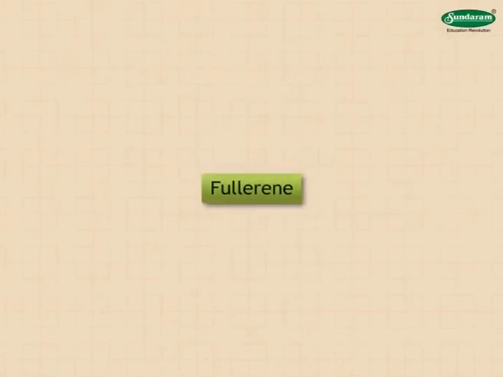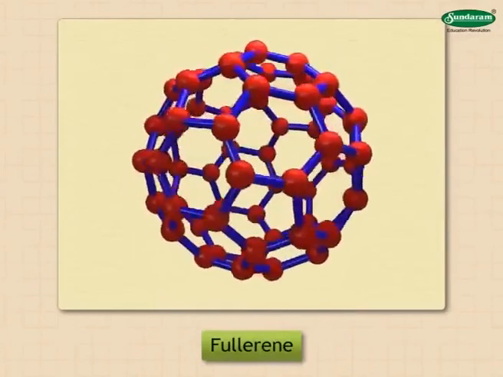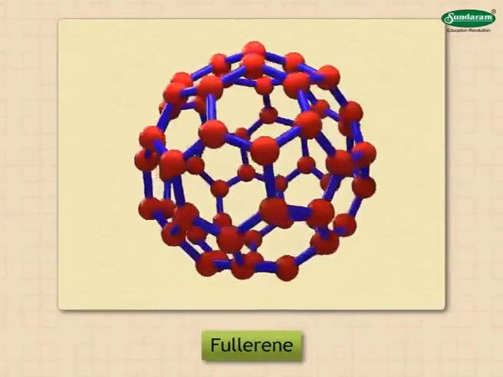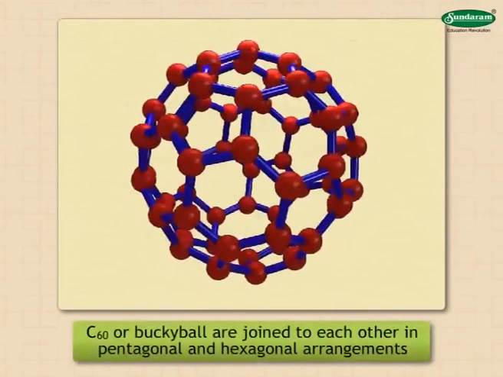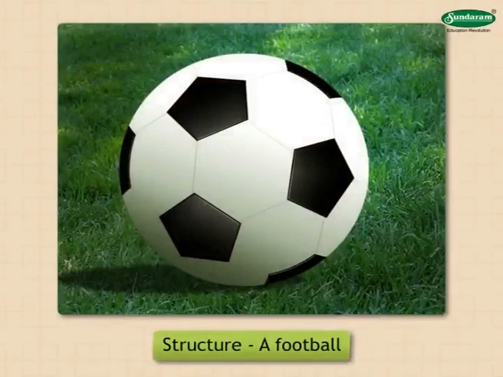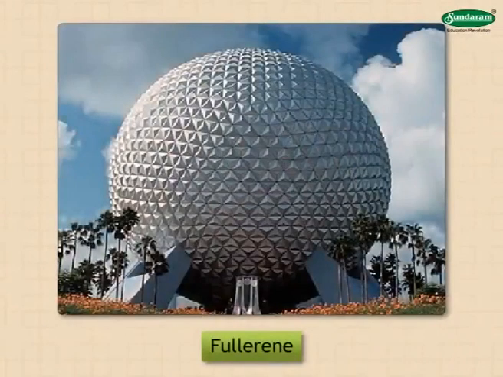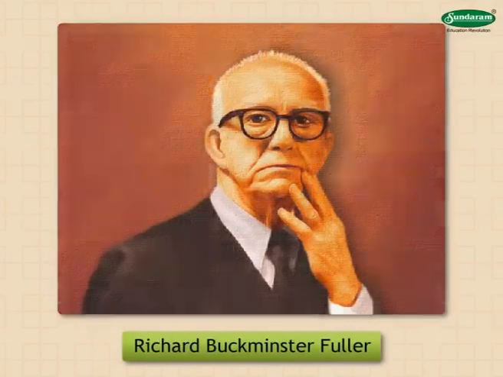3. Fullerene. It is a recently discovered allotrope of carbon. The atoms in the allotrope of carbon, known as C60 or buckyball, are joined to each other in pentagonal and hexagonal arrangements. As a result, the structure of the fullerene is like a football. Fullerenes were named after the architect Richard Buckminster Fuller from the kind of domes he had built.